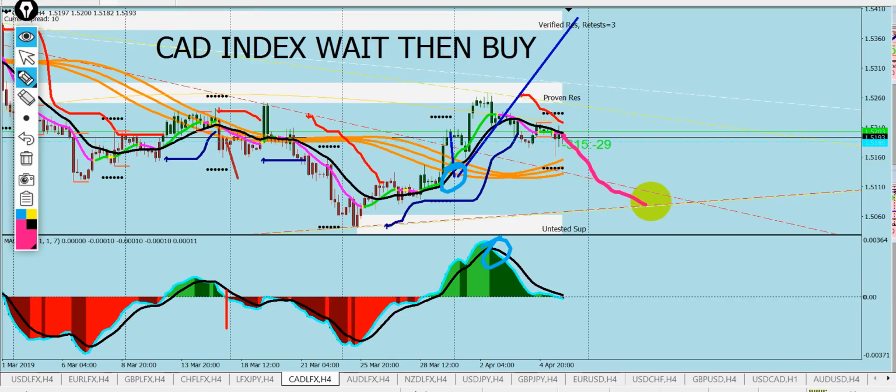So maybe it will come down a little bit to this trend line, then go up. So just wait for a dip or something to buy it. So maybe avoid Canadian this week.